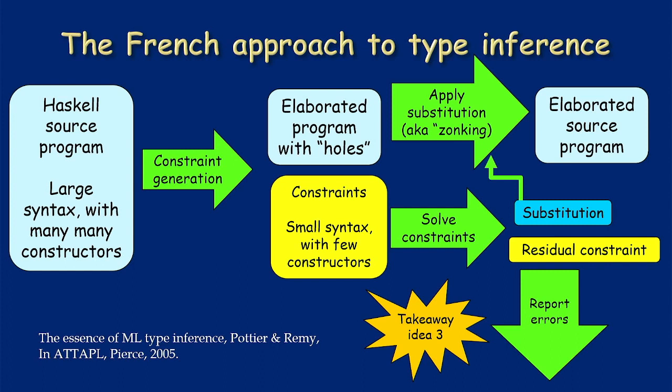So their idea is this. You take the source program, and first you walk over the syntax tree generating constraints. When you finish that, you have an elaborated program. The generation process produces an elaborated program, and you have a whole bunch of constraints, as yet perhaps unsolved. Then you solve the constraints, and that generates a substitution that you apply to this elaborated program. I'll show you a little bit about that happening to get you the final elaborated program. But also solving the constraints may leave you with some unsolved residual constraints that you can report as type errors.